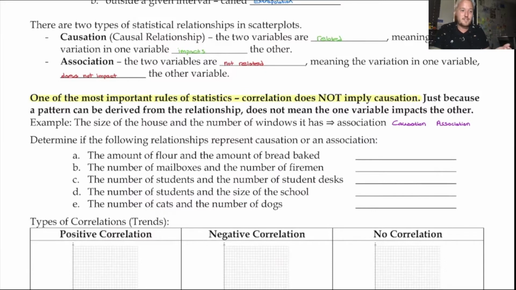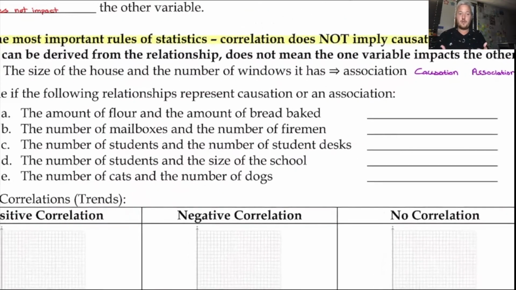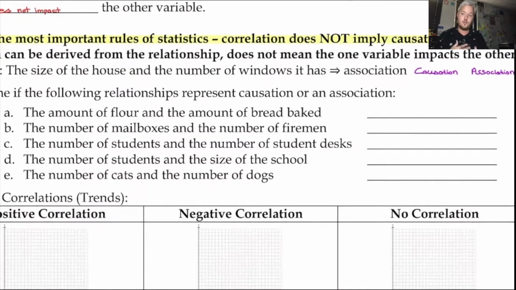So if the number of ice creams sold is increasing and the number of murders is going up, that doesn't necessarily mean the sales of ice cream and the number of murders are related. Just because a pattern can be derived and created from that relationship, it doesn't necessarily mean that they're actually related. So that's really what we're going to be looking at to see: are these actually related, and can a pattern be derived from it?